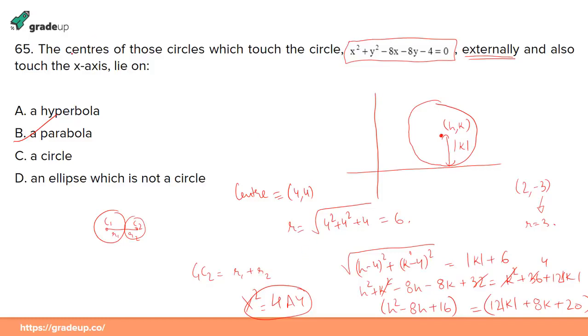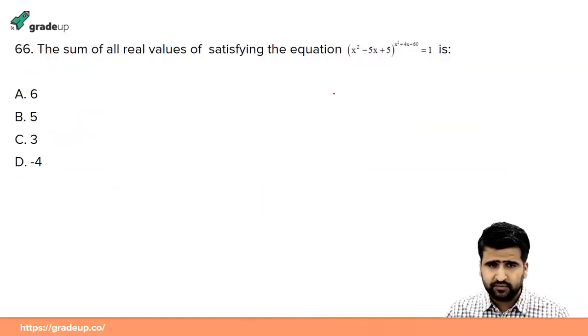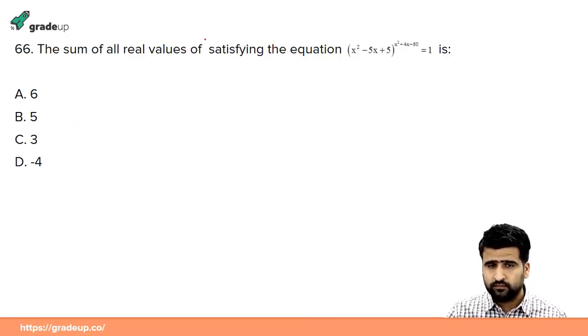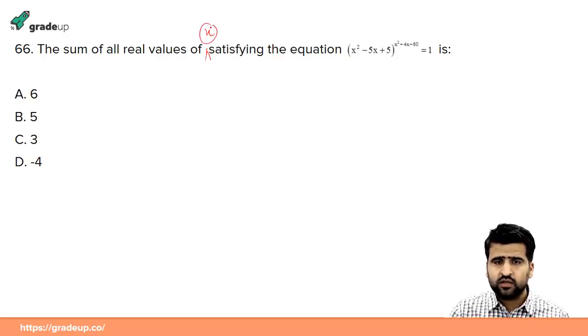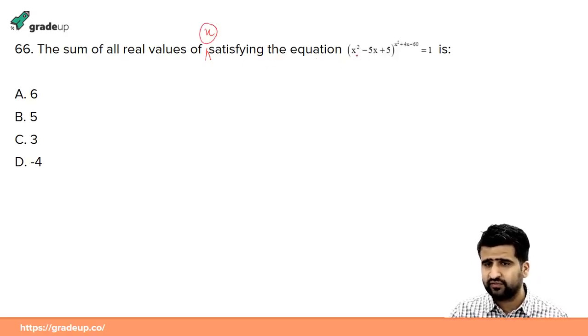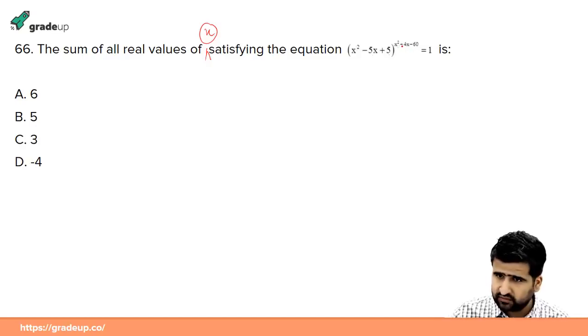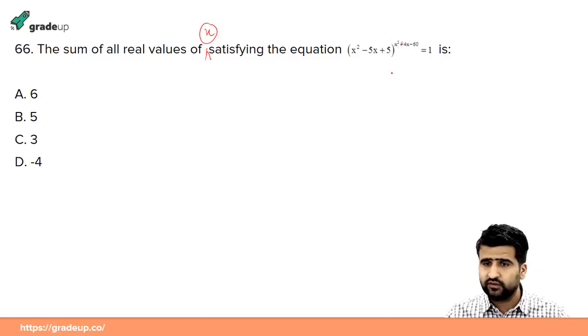So we needed to find the locus of the center of those circles which touch this circle as well as touch the x-axis. So the next question is: sum of all the real values of x satisfying the equation (x square minus 5x plus 5) to the power (x square plus 4x minus 60) is equal to 0.